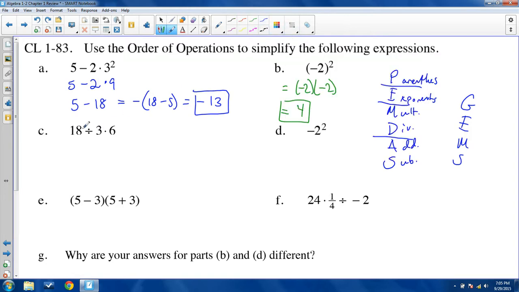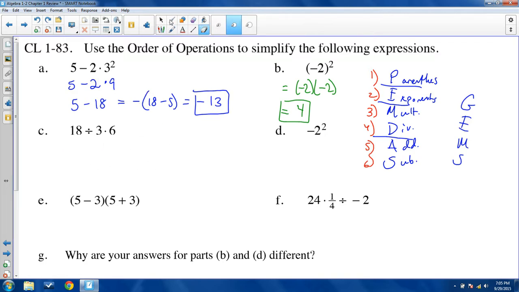C, we have 18 divided by 3 times 6. Now, some people believe that in "please excuse my dear Aunt Sally," order of operations, multiplication comes before division. In other words, this is 1, 2, 3, 4, 5, and 6, and 3 is before 4, so multiplication comes first. So what some people do is they group 3 times 6, they make it 18, and 18 divided by 18 becomes 1. Problem is, multiplication doesn't come first.